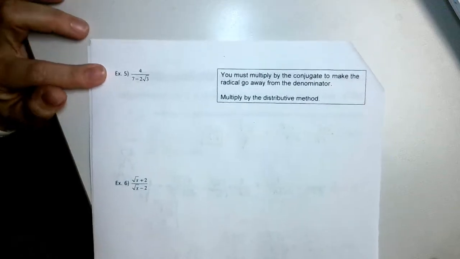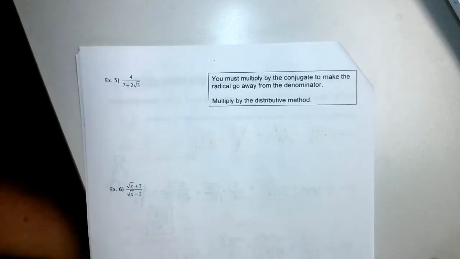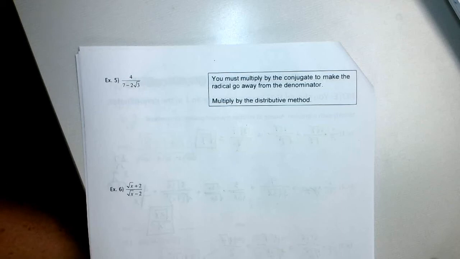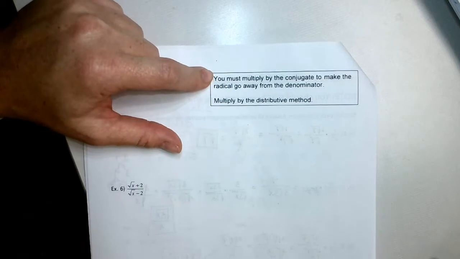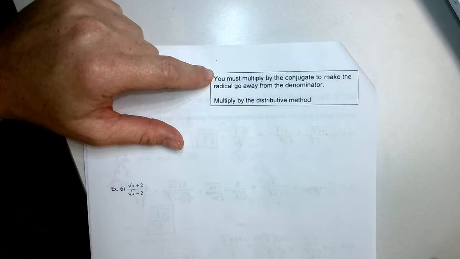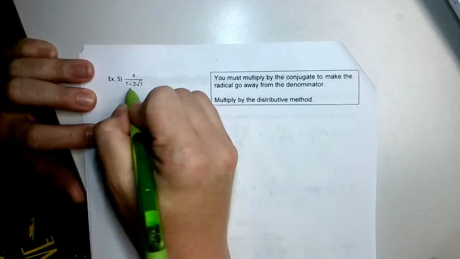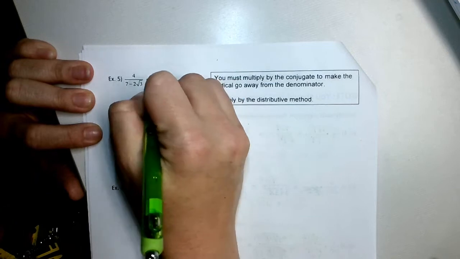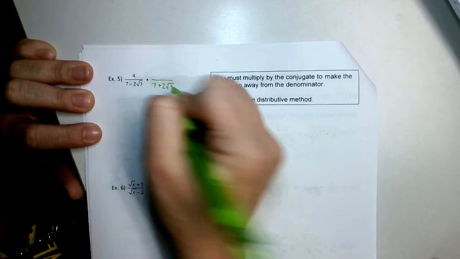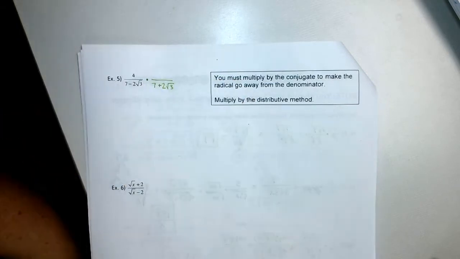I'm going to do a couple more. Okay, these are a little different. What do you notice in the denominator? Yeah, there's subtraction. What we do, it says you must multiply by the conjugate to make the radical go away from the denominator. Conjugate's a super fancy word for something that's not super fancy. The conjugate of 7 minus 2 root 3 is 7 plus 2 root 3. So what's the only thing that made it change? The subtraction changed to addition. That's how you create a conjugate.